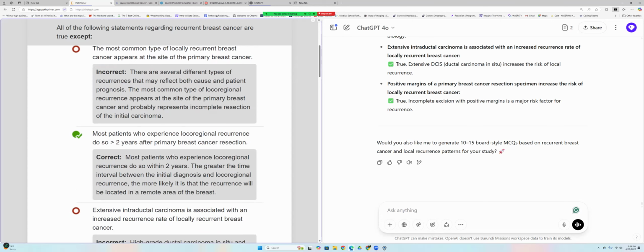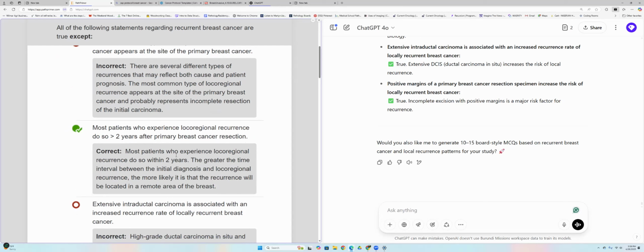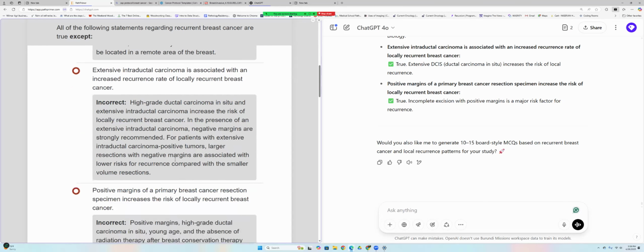So most of them will recur within the first 2 years, not after 2 years. So if it is within, that is true, it's going to be a local regional occurrence. But if it is after 2 years, most likely it's going to be a remote location, no longer a local regional appearance, except local regional something. Okay, I think I got it.